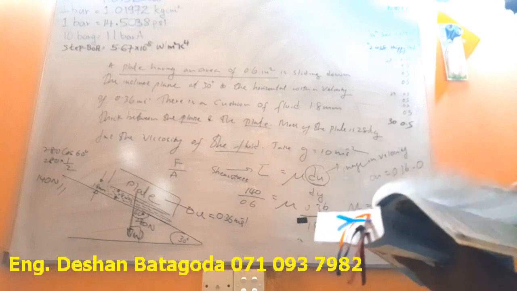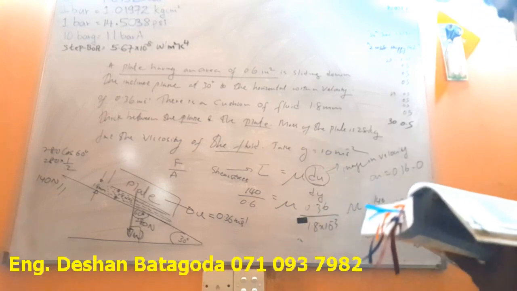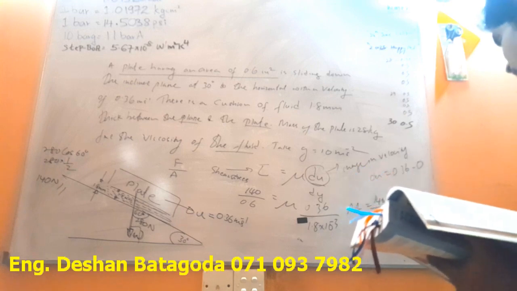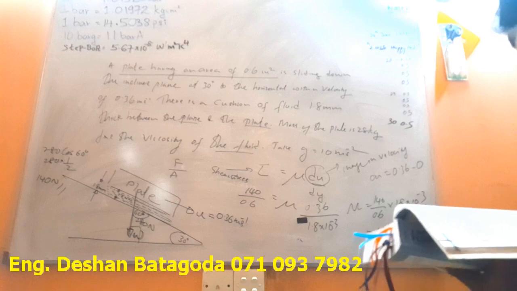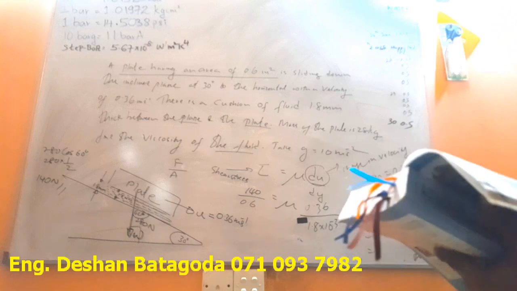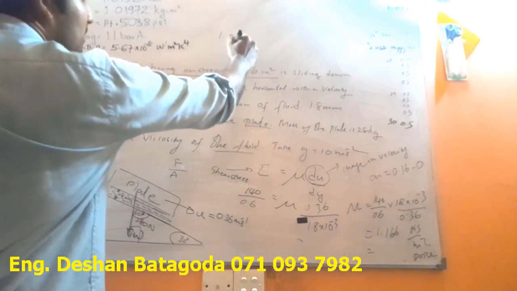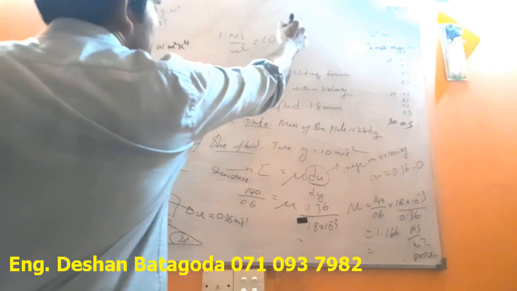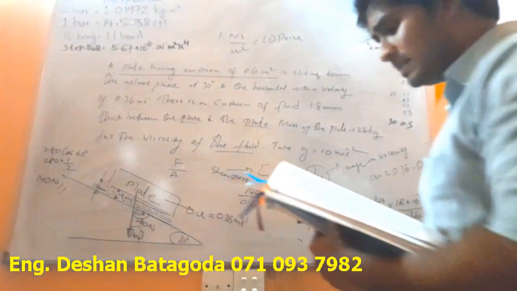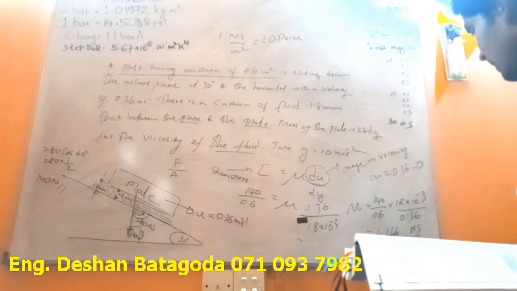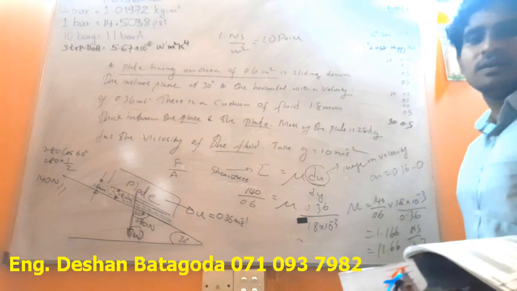The answer is something like 1.166. If the answer is given in poise, you know that 1 Newton second per meter squared equals 10 poise. So just multiply that by 10. Then you will get the answer in poise as 11.66 poise. Yeah, so that's it.